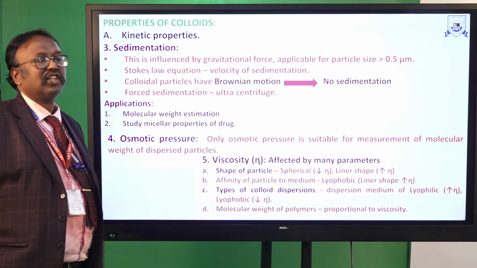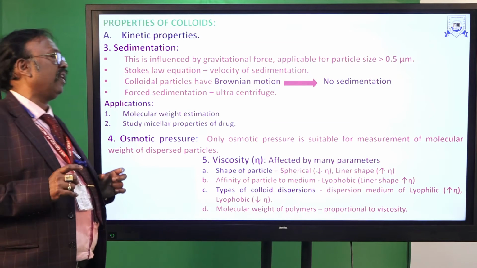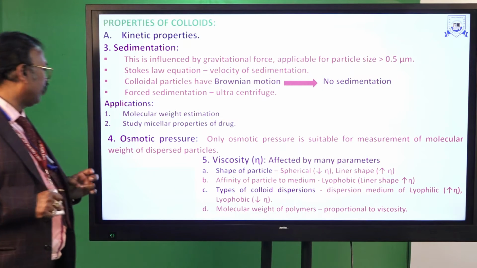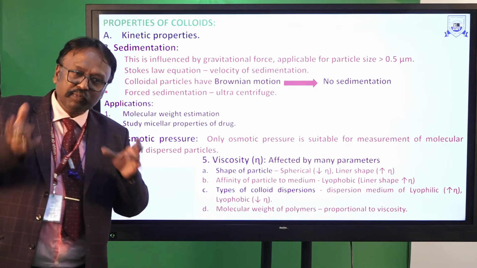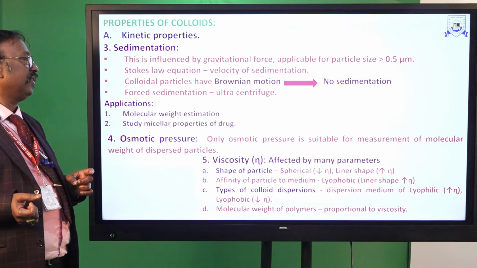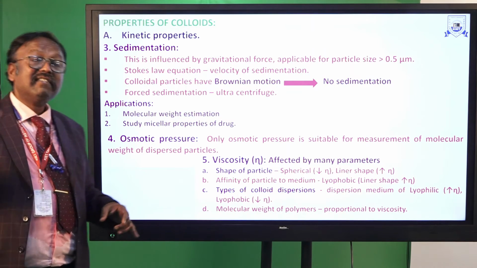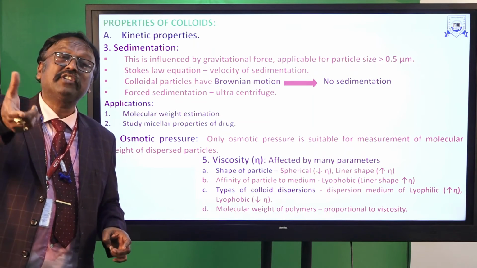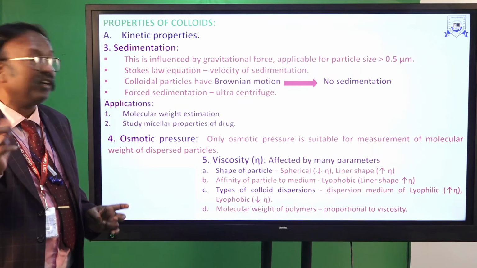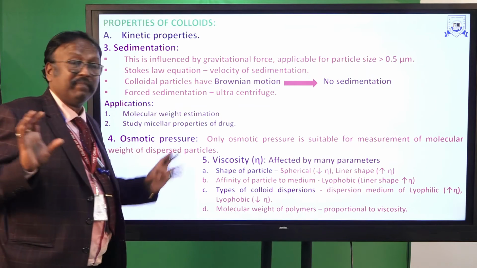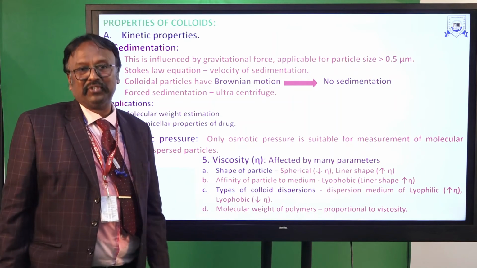The fourth one is osmotic pressure. Only osmotic pressure is suitable for measurement of the molecular weight of dispersed particles. Whatever the dispersed particles in a colloidal dispersion, their molecular weight can be determined only by osmotic pressure. Next one is viscosity.